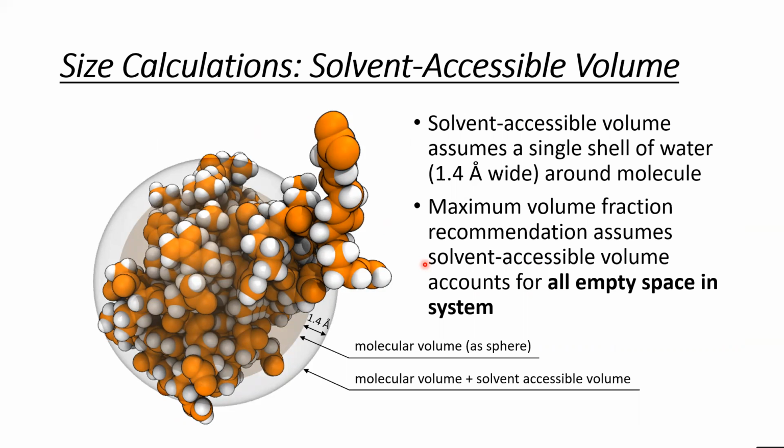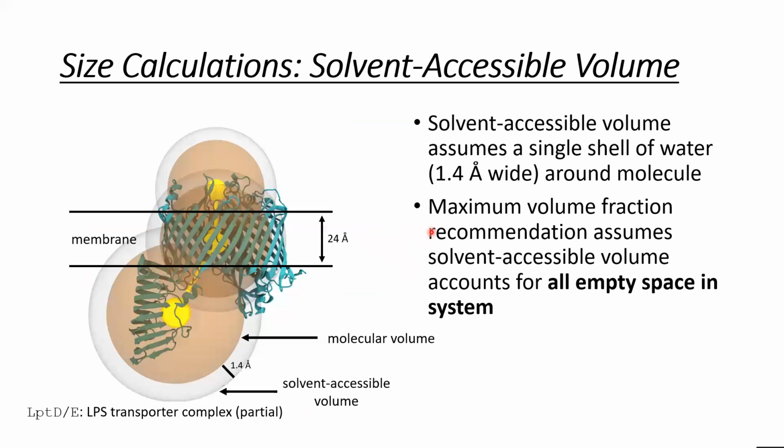I already explained solvent accessible volume, but that's further explained in this slide. So a water molecule is 1.4 angstroms thick. So this is a one molecule thick shell around the volume of your molecule. And in the case of membrane molecules, it is a little bit more complicated because some of the volume of your molecule is not actually located in the solution. So this part shouldn't contribute to the volume calculation for how much it takes up in the solution.